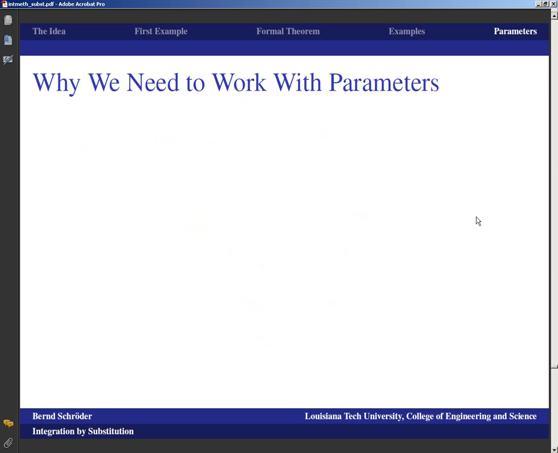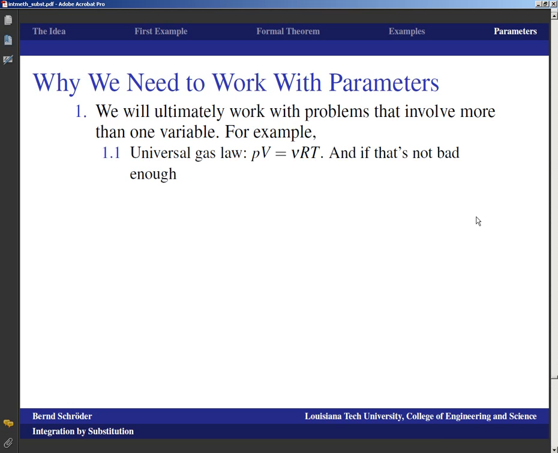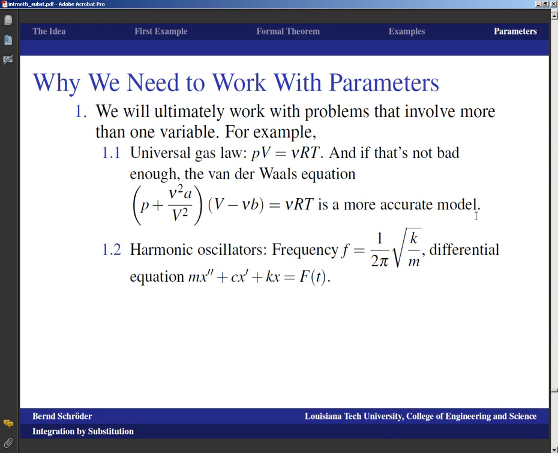So again, we got it right. That is very reassuring. Finally, we also want to work with parameters in those integrals. Well, you've seen this motivation before. Ultimately, just like we've seen with optimization problems and with all sorts of things with derivatives, in physics, in the sciences, we work with stuff that involves a lot more than one variable, such as the universal gas law or the van der Waals equation, or things like the frequency for the harmonic oscillator, or even the differential equation for the harmonic oscillator.